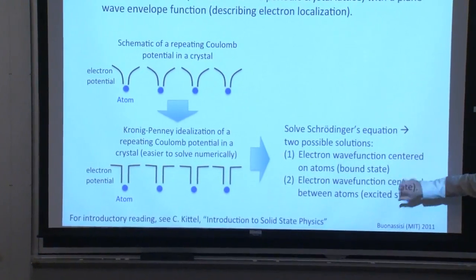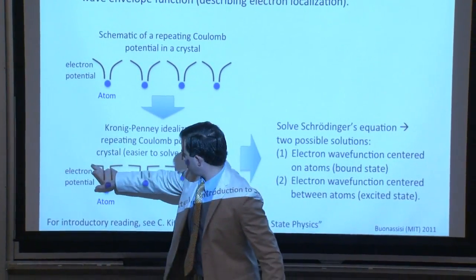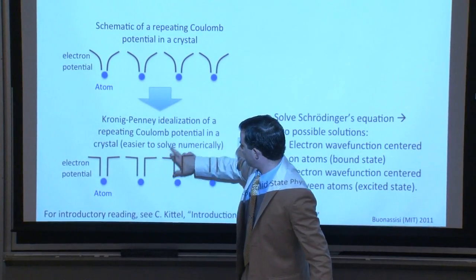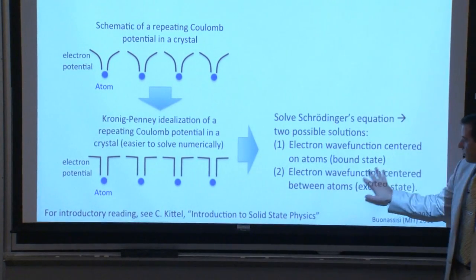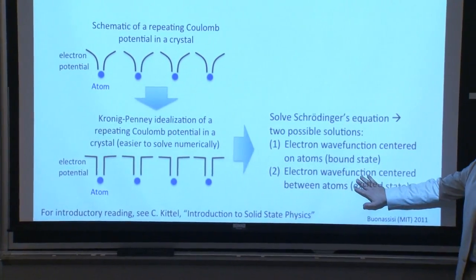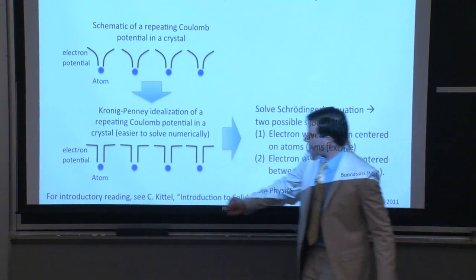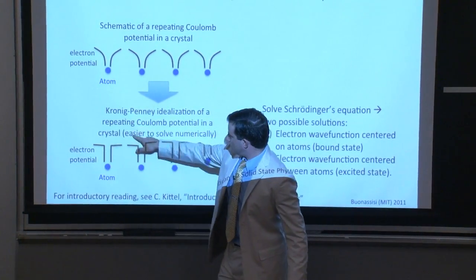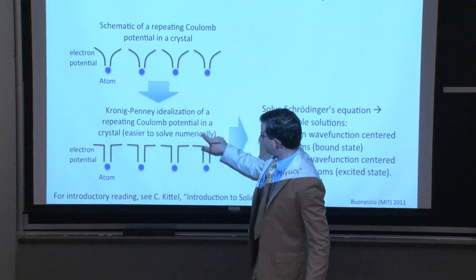And then essentially what we do is we solve Schrodinger's equation for two possible solutions. One is for the electron wave function centered on the atoms themselves, so that would be the bound state. And the other is we solve the equation for electron wave functions centered between the atoms, so essentially the unbound state right here.